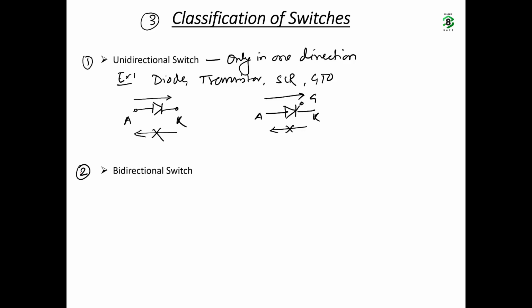Next type is bidirectional switch. It means this type of switch will allow the current flow in both directions. And the name is bidirectional. Example, TRIAC. Okay, we will see in detail.